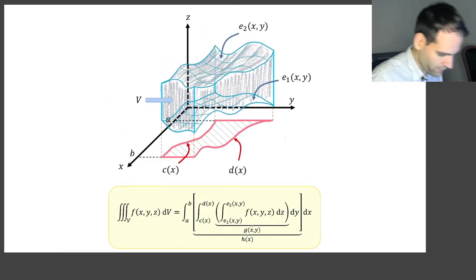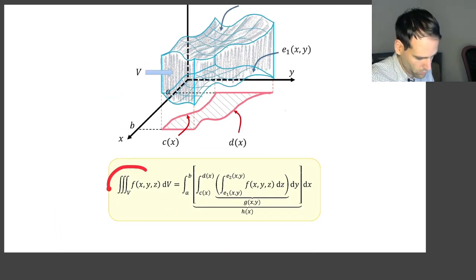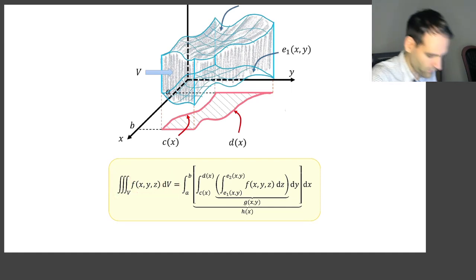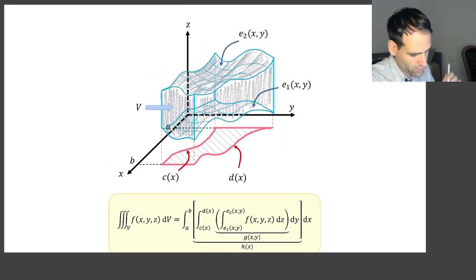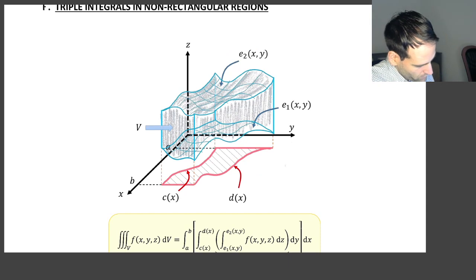So we want to integrate over this volume. We want to do the integral of some arbitrary function over this volume. So how do we do it? First, we need to choose an order of integration. Let me choose the following order: we first integrate along z, we then integrate along y, and we then integrate along x.